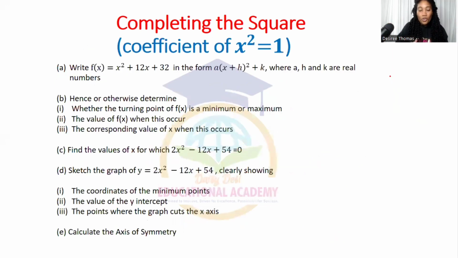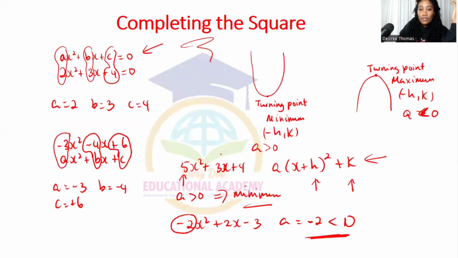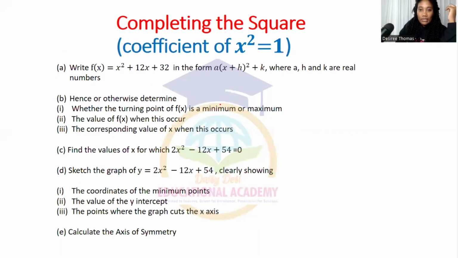All right, so moving on, we can attempt to do this question. This question says, write f of x equals x squared plus 12x plus 32 in the form a(x plus h) squared plus k, where a, h, and k are real numbers. Basically they want us to complete the square. They didn't just come out and say complete the square, but when they say to write it in this form, they mean to complete the square, right? I wrote that somewhere here. So once they say to write it in this form, they mean to complete the square.